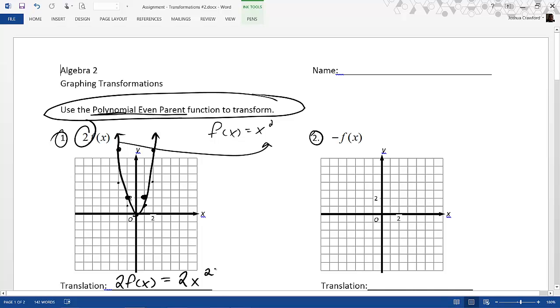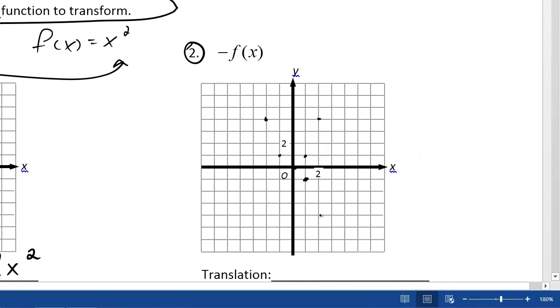Now for number 2, we have negative f of x. We've seen this before. So if we have our parent function points, 1, 1, 2, 4, then we should know that the negative on the outside means it's going to reflect over the x-axis. So our point 1, 1 is 1 above the x-axis, so it'll reflect to 1 below the x-axis. 2, 4 is 4 above the x-axis, so it'll reflect to 4 below the x-axis. And there is your graph right there.